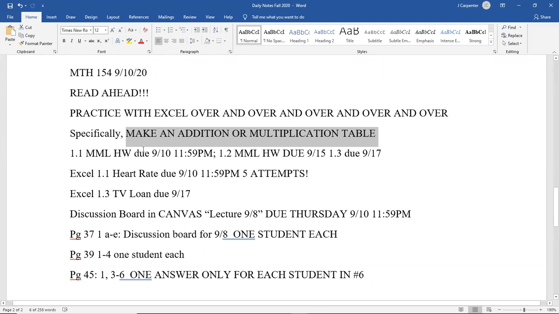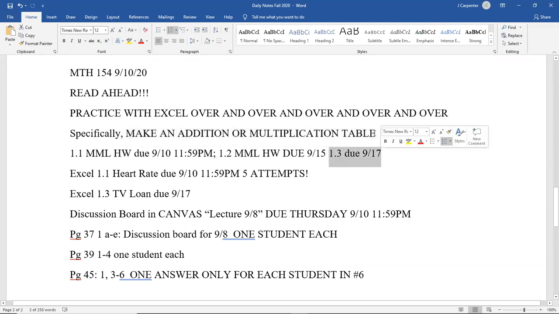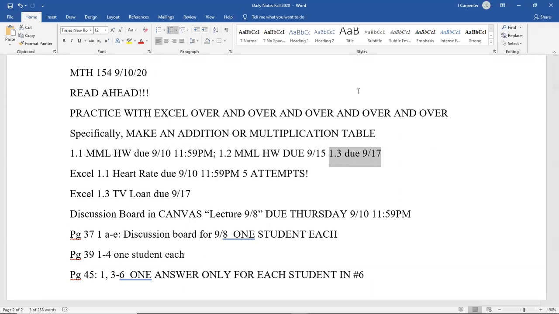Some due dates. 1.1 is due today. 1.2 is due on the 15th. Now 1.3, we technically finished last class, but I did not give you the due date as the 15th. Just because we have the Excel, the discussion board, the first homework. I'm still trying to kind of dip into the water one toe at a time, so to say, in this beginning section. So I'm giving you a little leeway with the 1.3 homework.